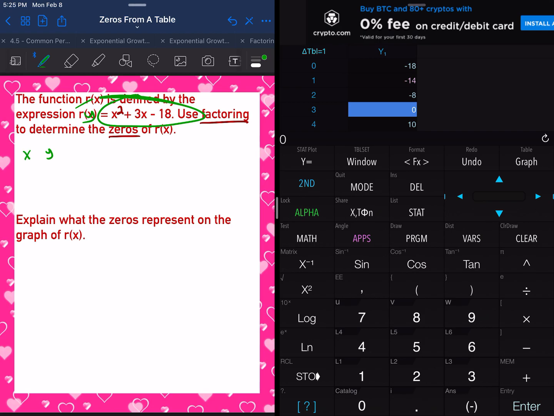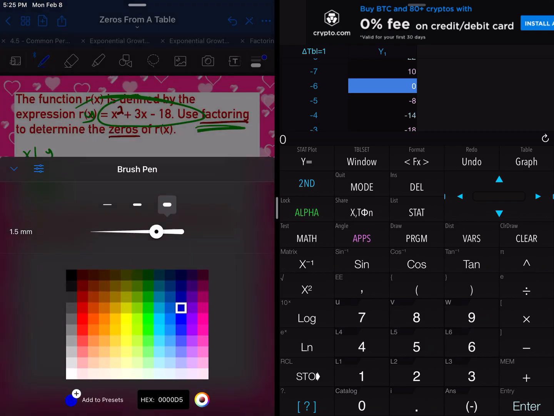So x, y, 0 there, 3. And let's see if I scroll down. Looks like my numbers are just getting bigger and bigger. So I'm going to scroll up. Oh, there's the other one, -6. So if this was a Regents, I'd get partial credit just for having my 2 zeros, but they said use factoring or those bubble thingies.